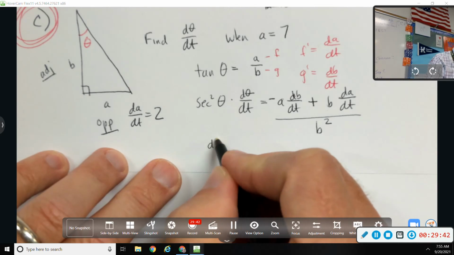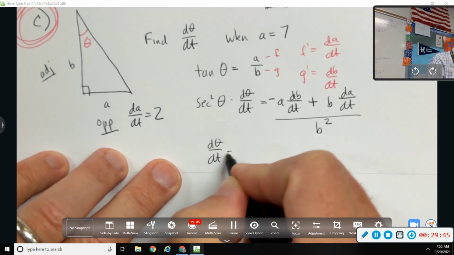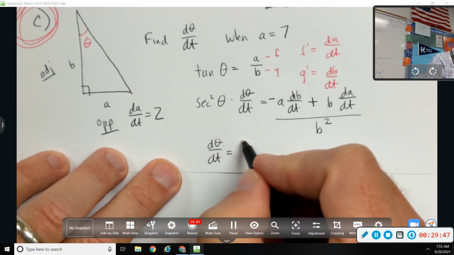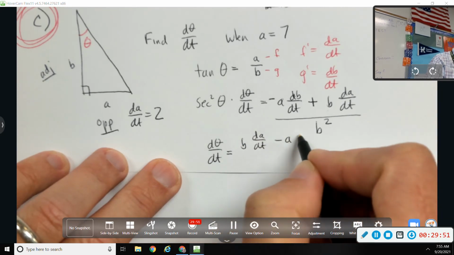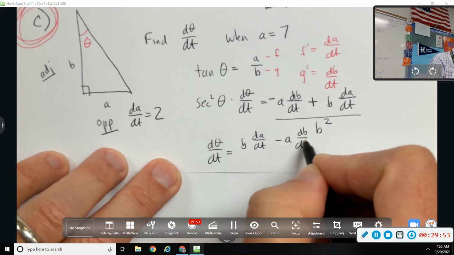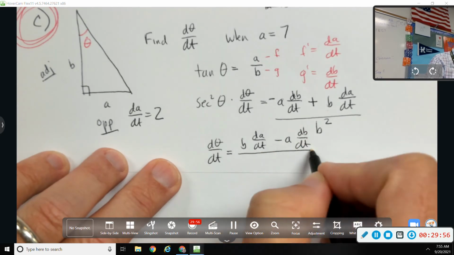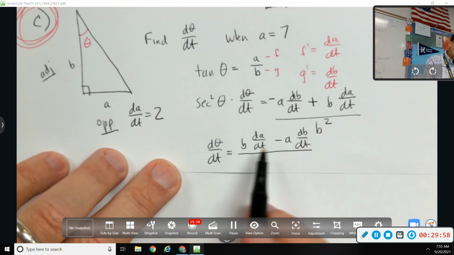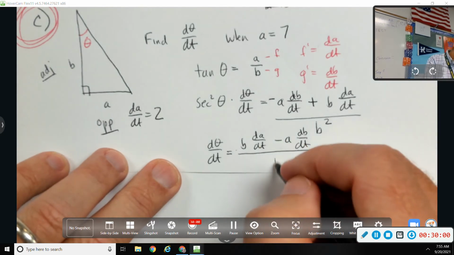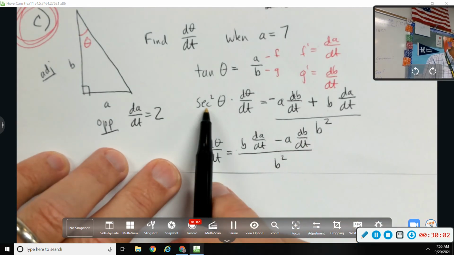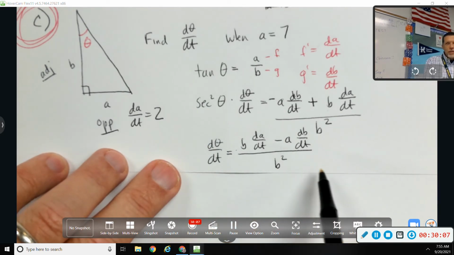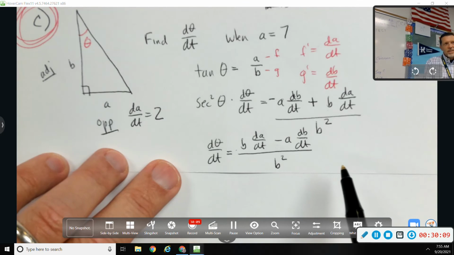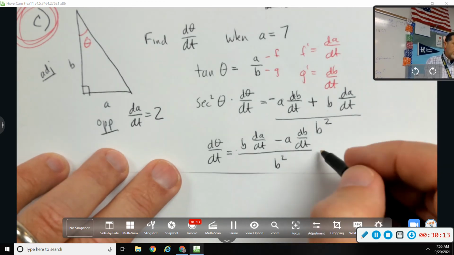And I'm trying to find d theta dt. Here we go. I'll rewrite it this way. So fg prime minus gf prime. No. Can't write and talk at the same time. gf prime minus fg prime all over g squared. When I divide both sides by secant squared, I get secant squared in the denominator. What's that the same thing as? Make my life easier here. Cosine.